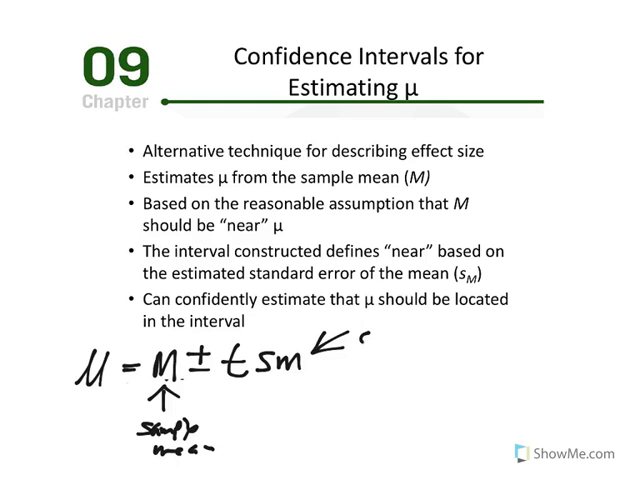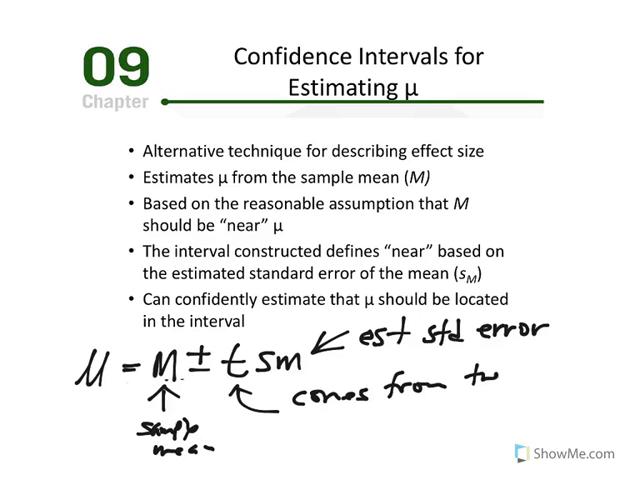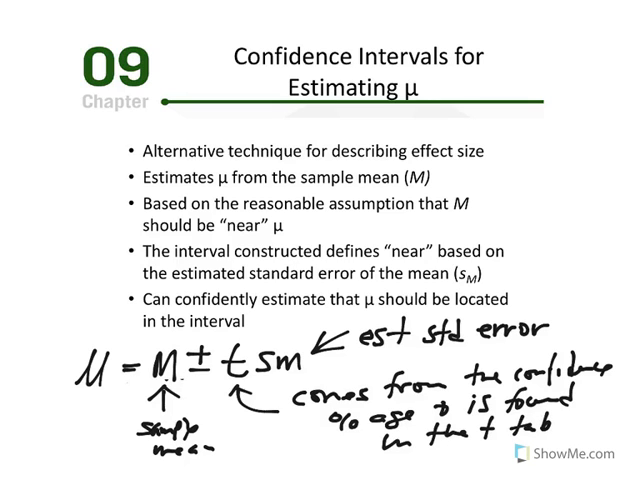We know that this is the estimated standard error. And though we may believe this is our t-statistic, it is not. This t-value comes from the confidence percentage and is found in the t-table. So don't make the mistake of entering your t statistic. That is not the t statistic. This t comes from the confidence interval range that is set by the researcher.